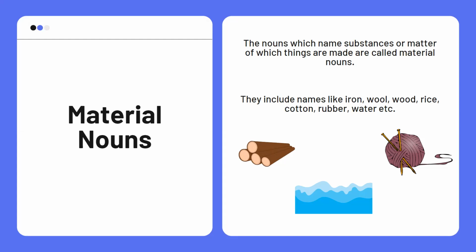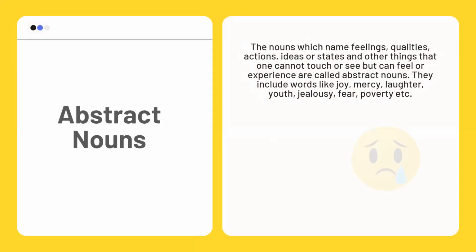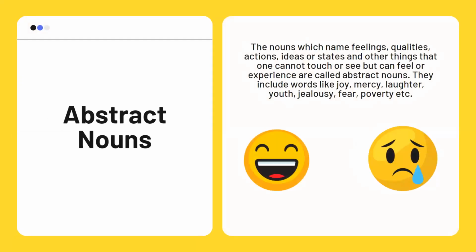Last comes abstract noun. What is abstract noun? Abstract nouns are the names of feelings, qualities, ideas, actions, or states. The things that we cannot touch or see, we can only feel, we can only observe, we can only experience. These things are called abstract nouns.